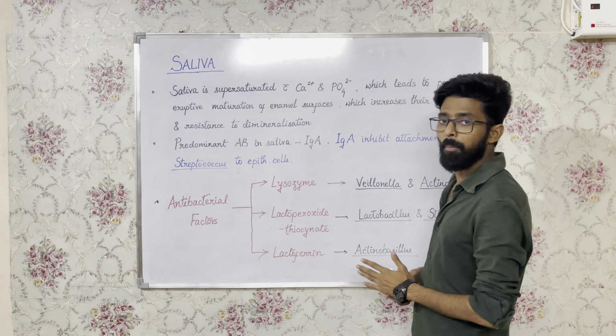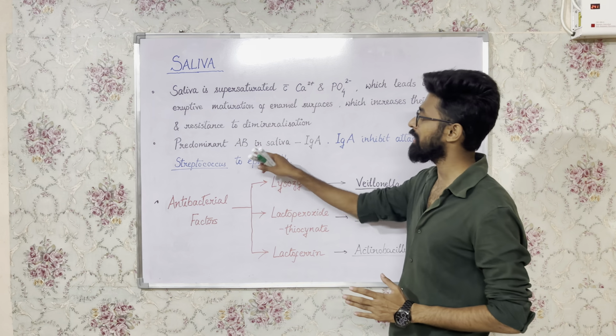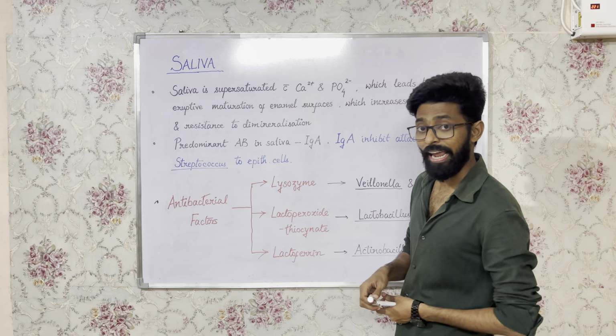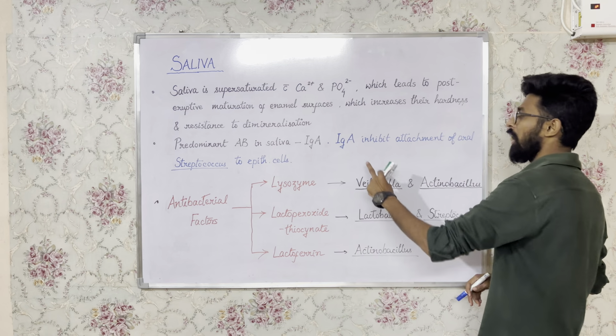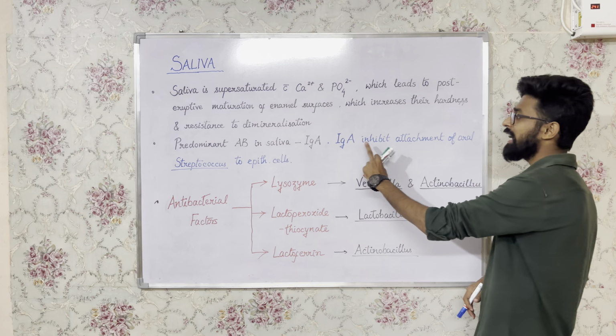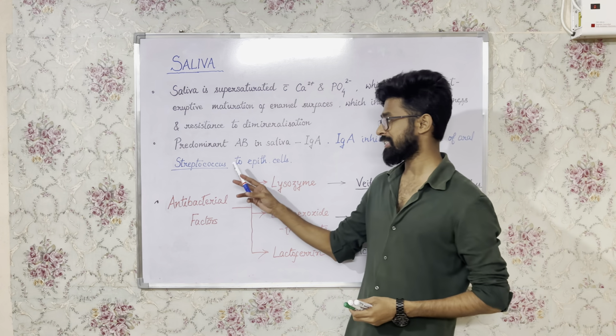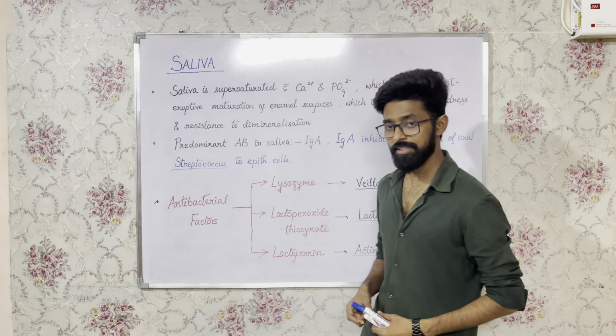Next is the predominant antibody in saliva. Ab is antibody. Predominant antibody in saliva is IgA, immunoglobulin A. And what does IgA do? IgA inhibits attachment of oral streptococcus species to the epithelial cells.